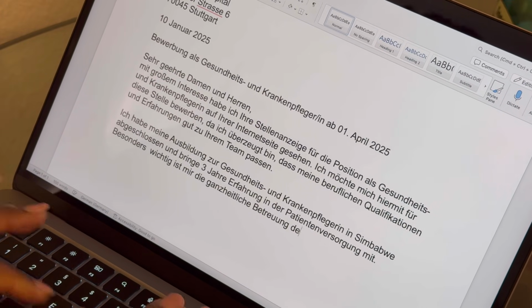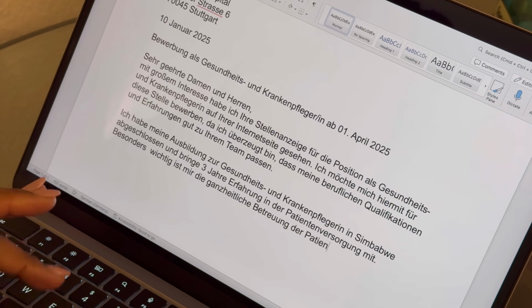But if you know who is going to receive the letter, let's say maybe on the internet site you saw the name of the person where you have to send your application to, then you can say, sehr geehrte Frau Zimmermann. So now it changes to the name or no name. But I would say just stick to sehr geehrte Damen und Herren. And then you put a comma afterwards.